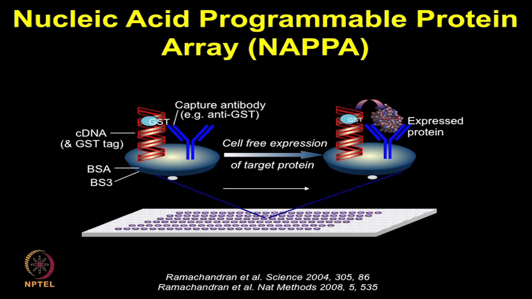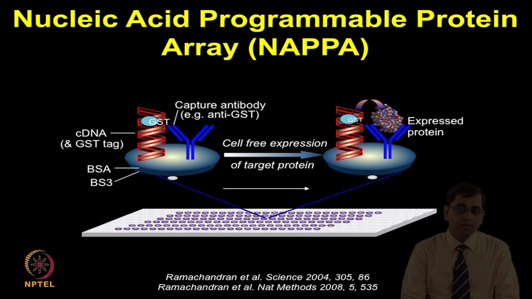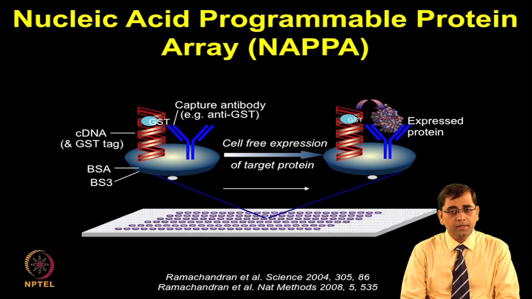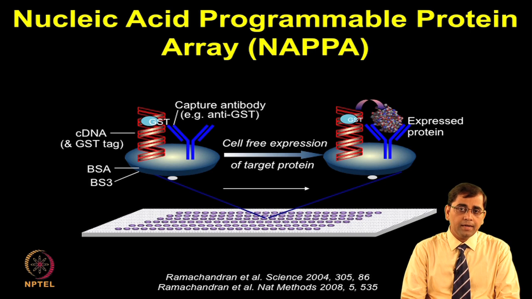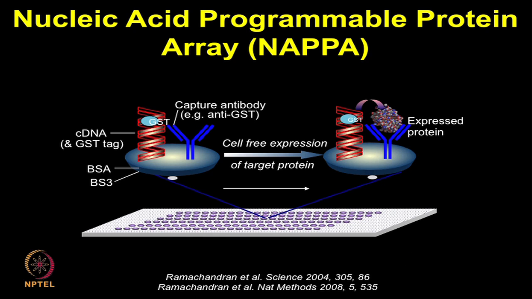The target proteins are expressed and immobilized in situ and they are detected by a universal anti-tag antibody in NAPPA chemistry. In this slide, the GST tag and anti-GST antibody are shown. So, if you have a GST tag, you can use an anti-GST antibody. If you have FLAG tag, you can use anti-FLAG antibody. If you have MYC tag, you can use anti-MYC antibody. These universal tag strategies can work depending on the tag you use as well as the corresponding antibody pair.